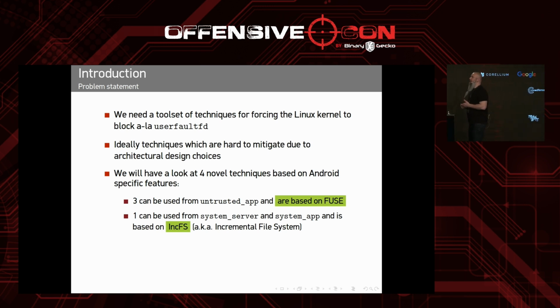Now, we need a set of techniques for achieving the same principles that userfaultfd achieves. Ideally, techniques that are hard to mitigate because they're based on architectural design choices. So here we'll have a look at 4 of them. 3 of these are actually based on FUSE and can be used from the untrusted SELinux context. And another one is based on the incremental file system, a relatively new file system introduced on Android, and can be executed from the system app and system server SELinux domains.